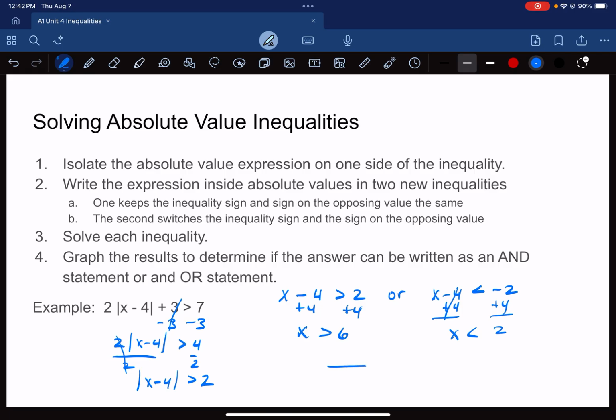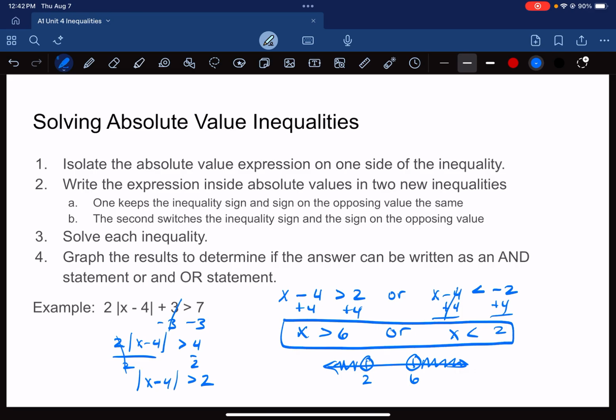Well, let's graph that and see what we get. I know it has to be an or because I can't pick a number greater than 6 and less than 2. So I'm going to put my 6 there and my 2 there, and I get an open circle on the 6, and an open circle on the 2. And this can be written as an or statement. X is either greater than 6 units or less than 2 units.